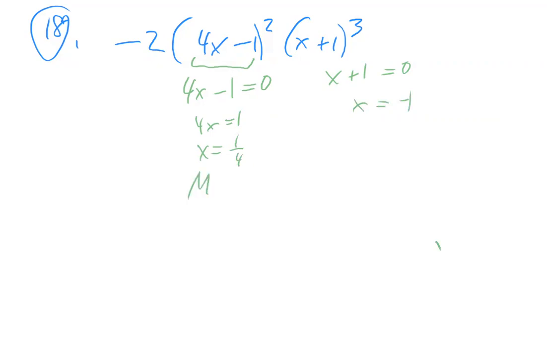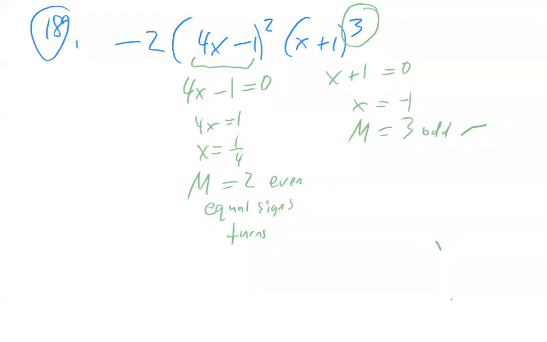But the multiplicity or the power of this is equal to 2, which is even, right? And even means equal signs. And equal signs means that it turns around, right? And then this solution over here has a power of 3. So the multiplicity equals 3, which is odd. And odd means opposite signs. And if there's opposite signs at an x-intercept, then that means that the graph crosses through the x-intercept and comes out the other side, on the opposite side, right?